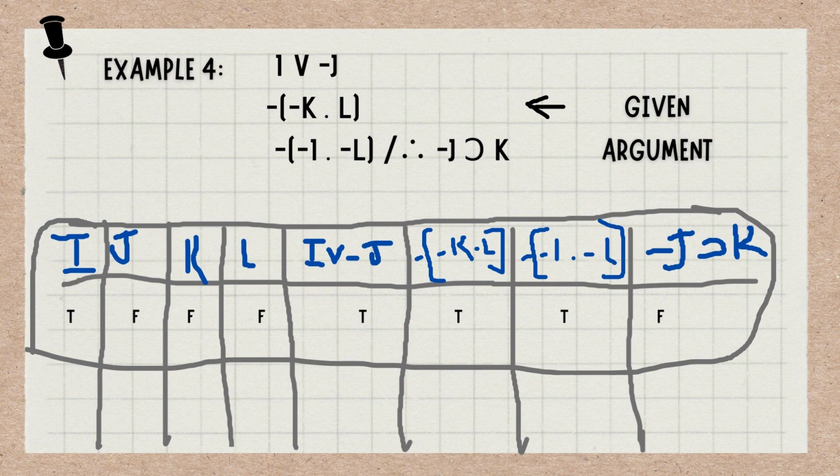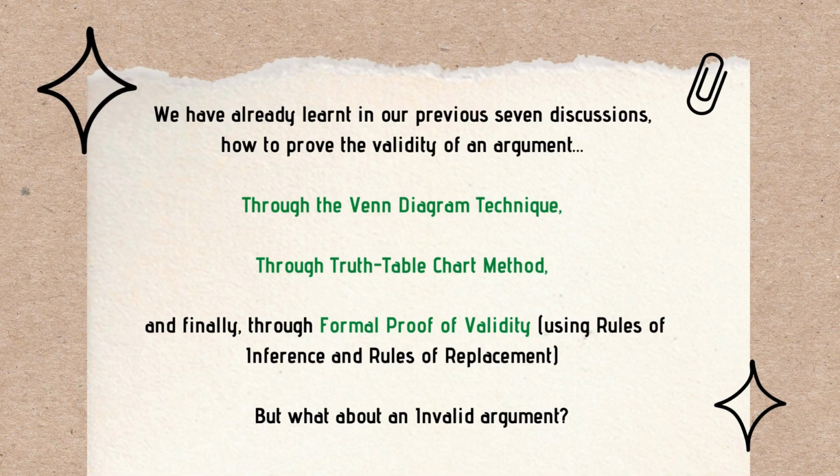So that's all about proving the invalidity of an argument. We will be using the shorter truth table to prove the invalidity of an argument. In the next session, we will be seeing the rule of indirect proof, the rule of conditional proof, and the rule of quantification.